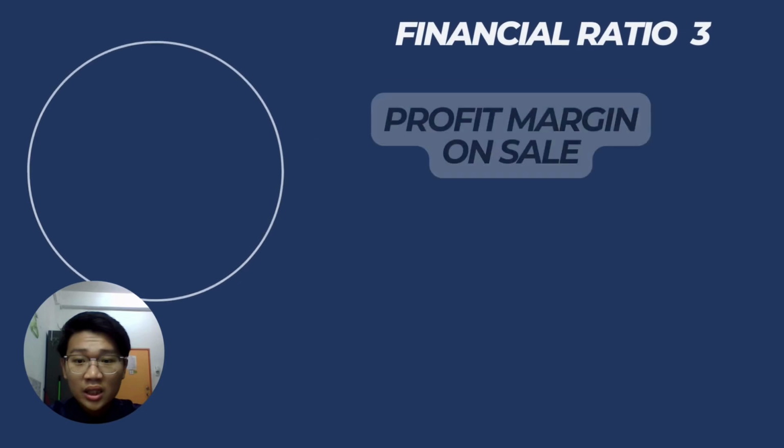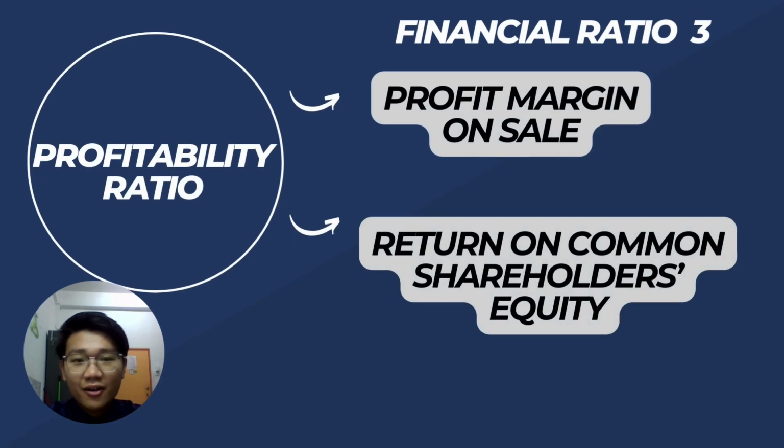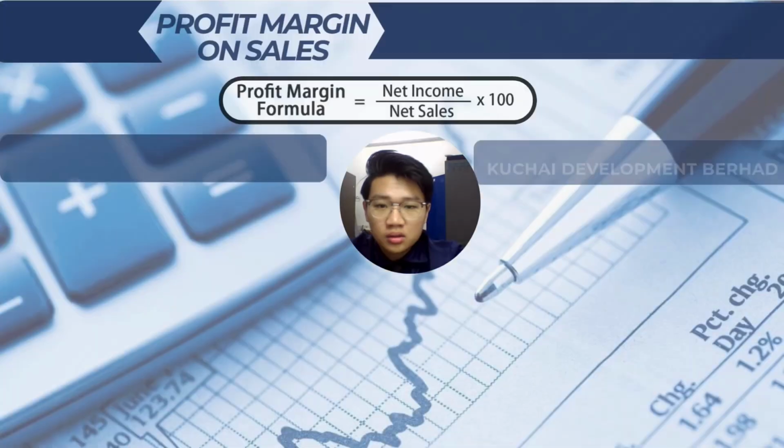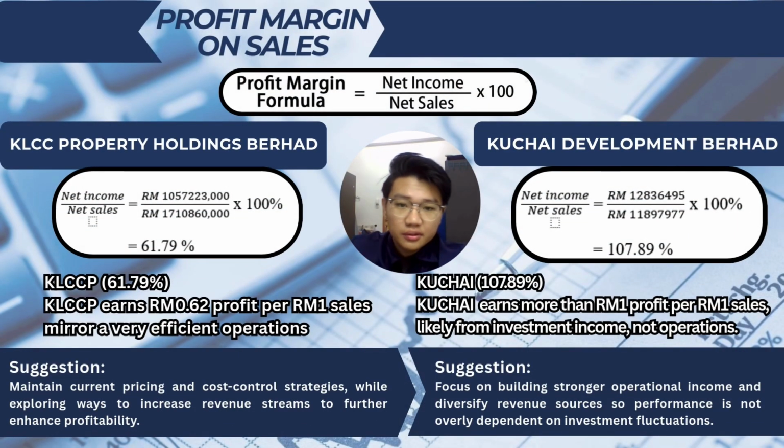So now we're going for the third category of financial ratio, which is the profitability ratio. Under this category, we have two ratios, which are profit margin on sales and return on common shareholder equity. So we'll go for profit margin on sales, which is the first ratio under the profitability ratio category. This profit margin on sales is calculated by using the net income divided by net sales and multiplied by a hundred in order to get a percentage answer. So this ratio is used to measure a company's profits in each of their sales.